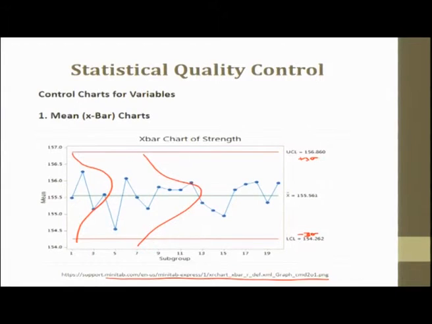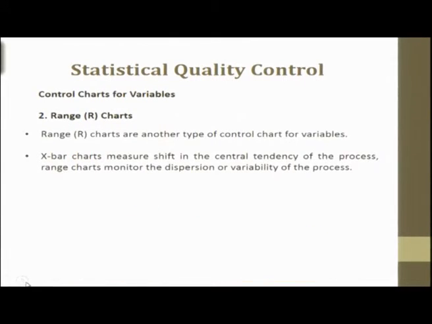So, in this process we can see all the 19 samples that we have taken are within control. They are within the control limits, that is the upper control limit and lower control limit. Next is the range chart. I will now explain the range chart, then I will pick a data set and try to plot both the X bar chart and the range chart using Excel sheets.